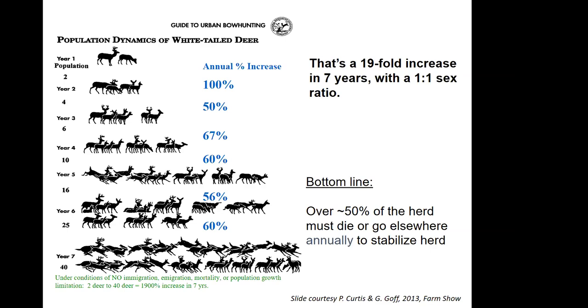So every year you're generating, on average, a 50% increase in the herd. So if you just want to keep that herd stable, 50% of the deer herd needs to die, either by hunting or by cars or by saber-toothed tigers, whatever. That's a high mortality rate. Hunters cannot kill that many deer.